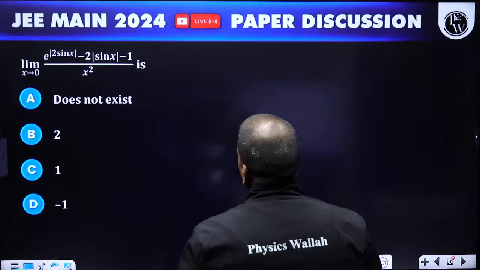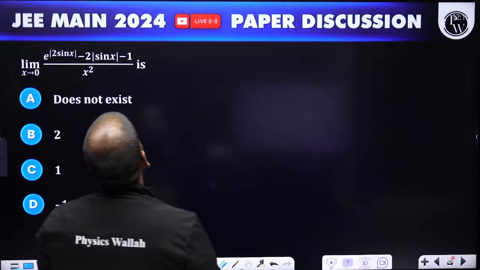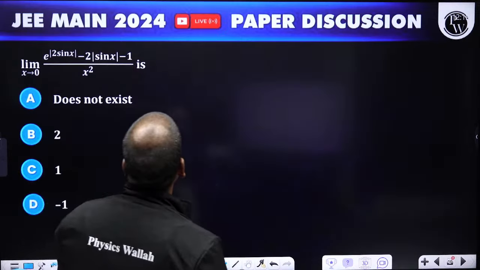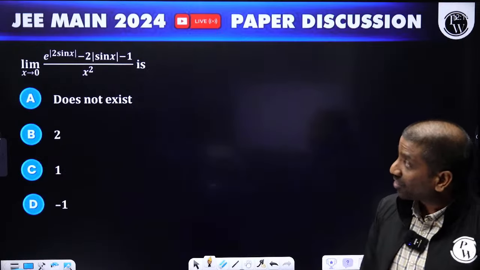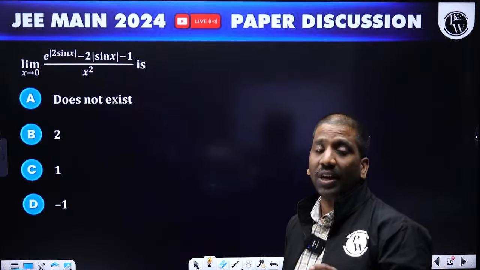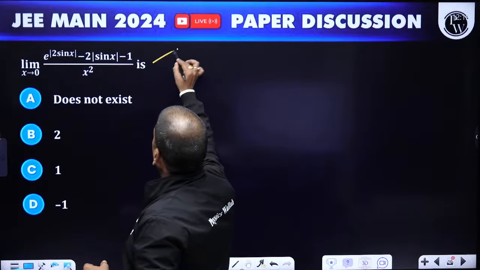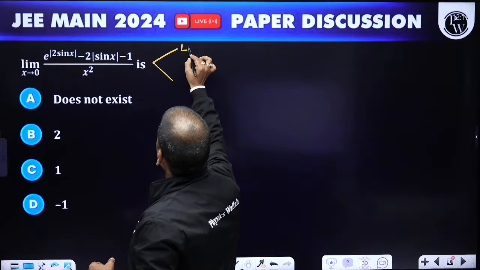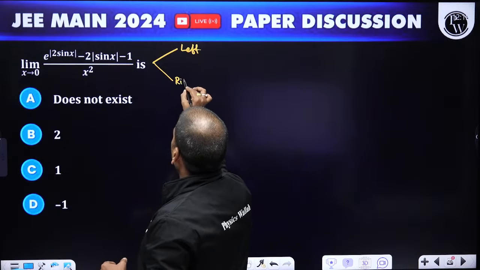Next question. Limit x tending to 0, (e^(|2 sin x|) − 2|sin x| − 1) / x². Actually, as x tends to 0 a modulus is there, so we need to find the left and right limits.